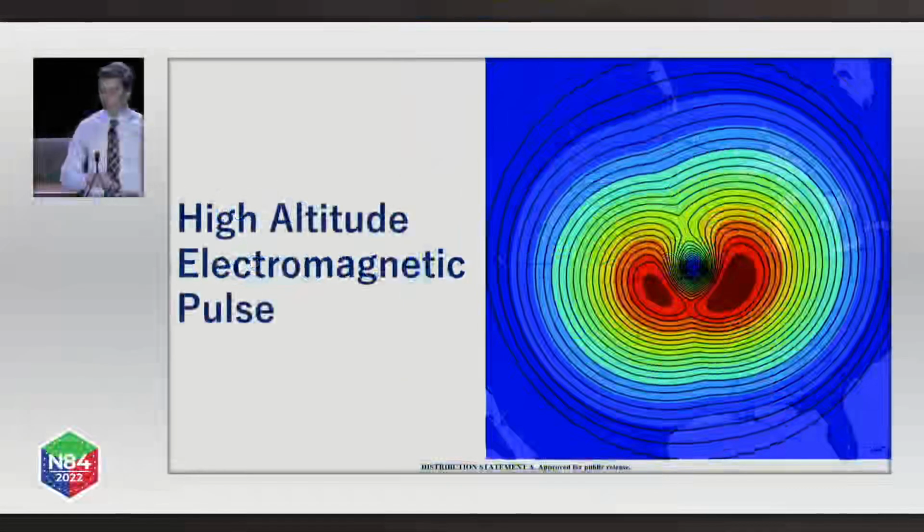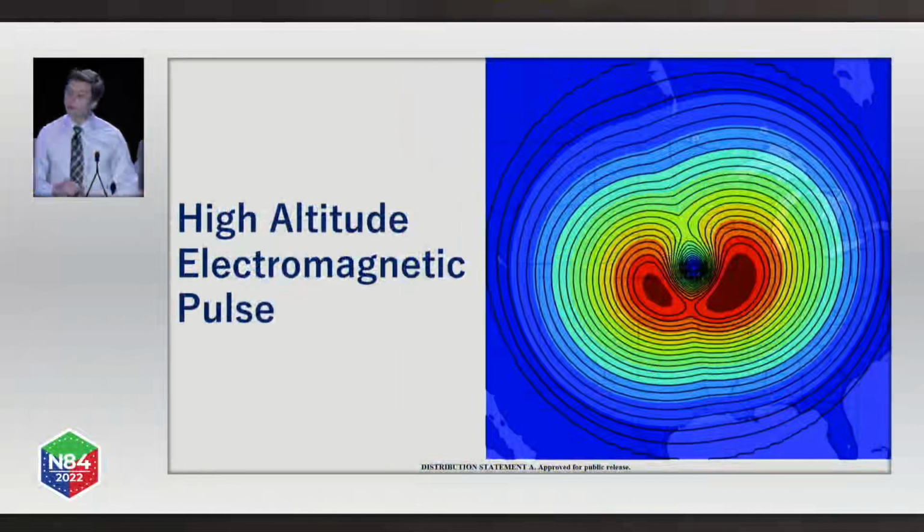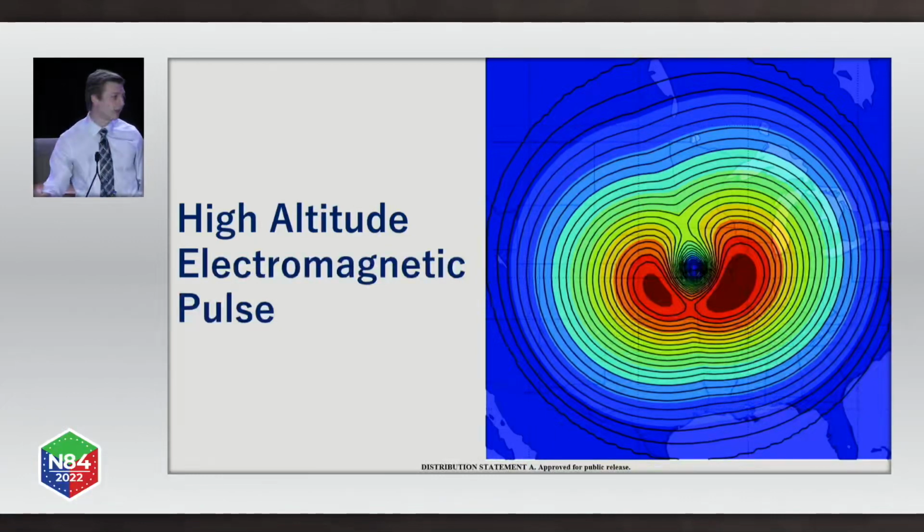So the next source of electromagnetic energy I'm going to talk about is the EMP, an electromagnetic pulse from a high altitude nuclear detonation. So what's shown in this contour plot here is peak electric field. In the background, you can make out the continental United States. And so you can see the range of impact that an event like this could have.